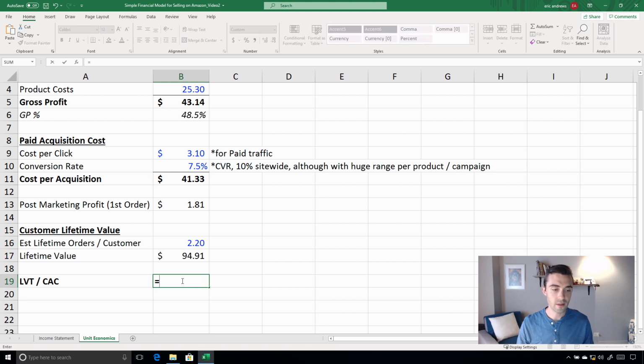And finally, there's a quick ratio, which is the lifetime value to the CAC. And again, the CAC is just how much do you spend on marketing to get one person to buy for the first time?